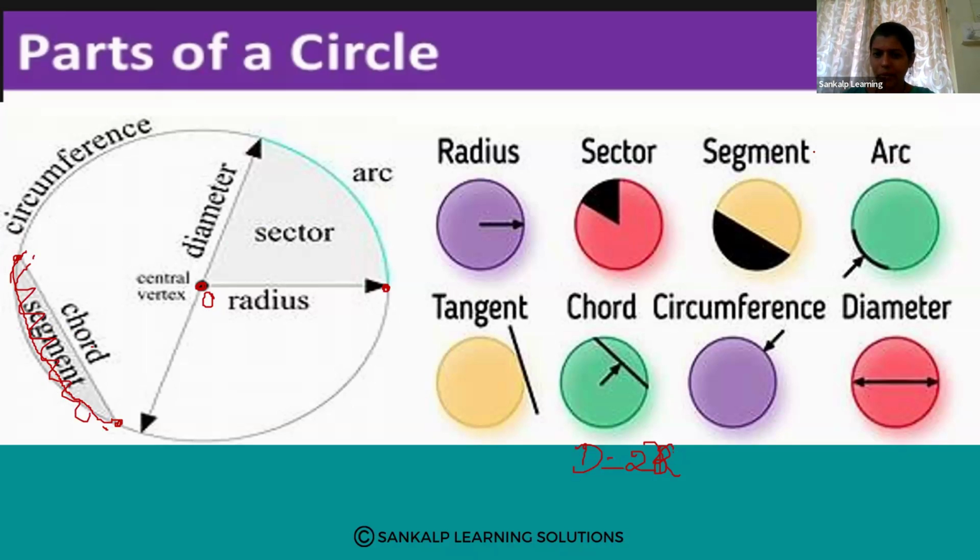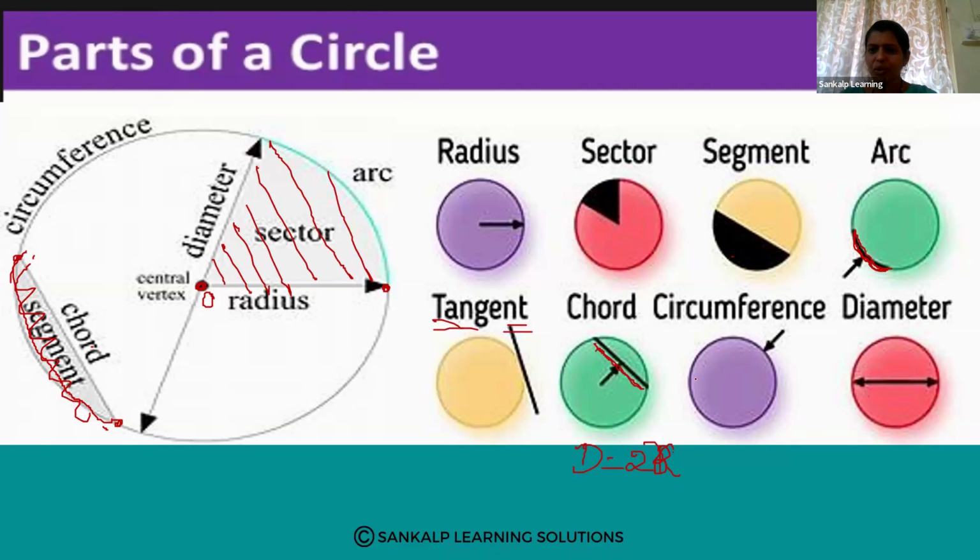See, this is sector, segment. Then what do you mean by sector? Sector means if I draw one more radius, see this is one radius, and if I draw one more radius, the area enclosed between two radii, that means this part, we call a sector. Next, this is segment. This is arc. And if you draw one line which touches the circle at a particular point, that line we call a tangent. Next, this line is a chord.